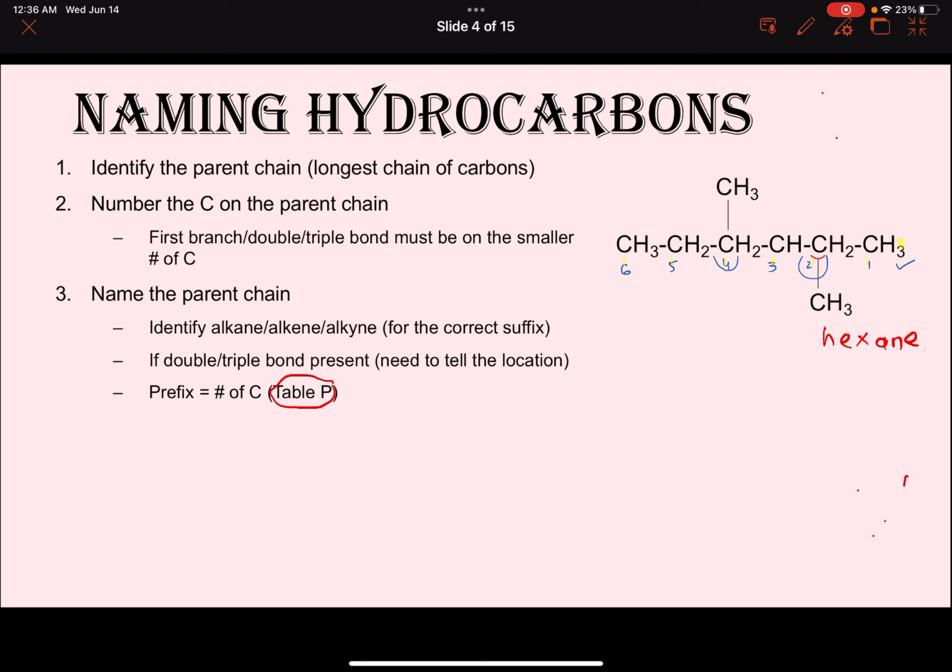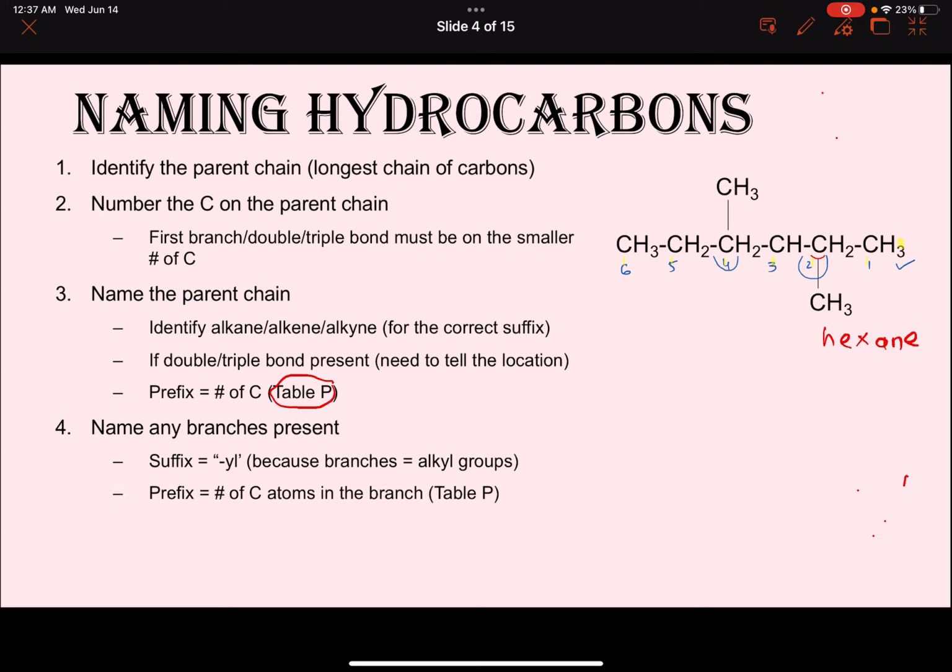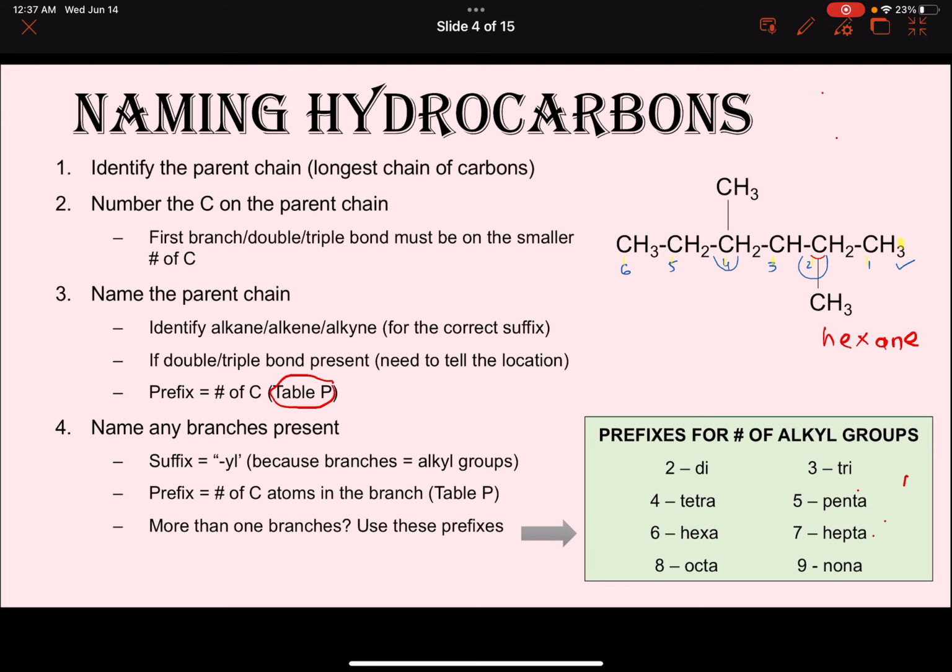All right, now that we have numbered the parent chain, our next step will be to name the branches that we see here. So when we are naming the branches, we're going to end their name with a YL. And for their prefix, we just put the prefix for the number of carbon atoms. If we have more than one branch, then we are going to need to use the prefix for the number of branches. So for example, if we have 2 of the same branches, we're going to say we have di, whatever that branch is. If we have 3 of the same branches, that will be tri of that branch. And finally, we do have to indicate the location of the branch at the parent chain.